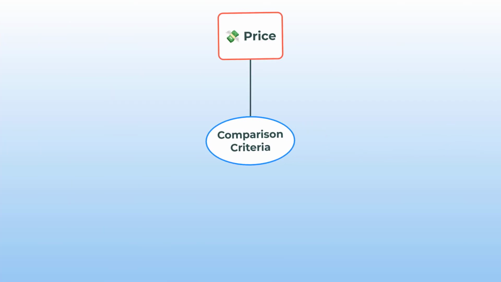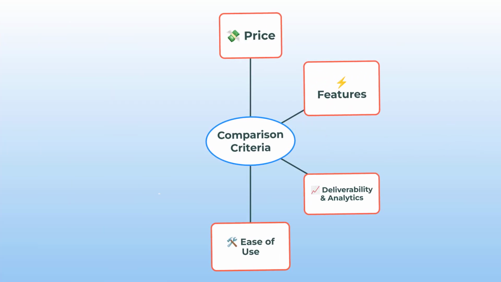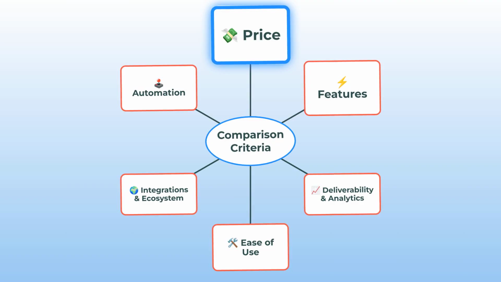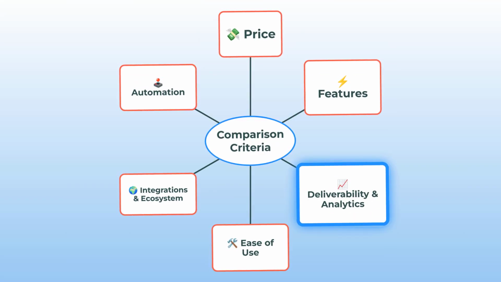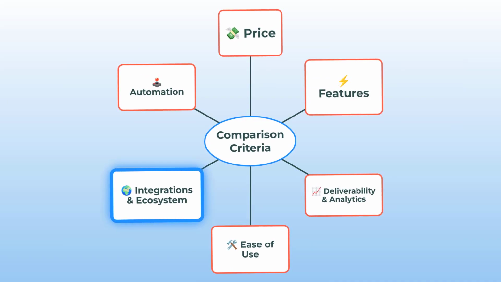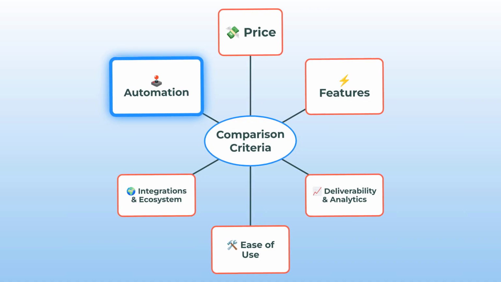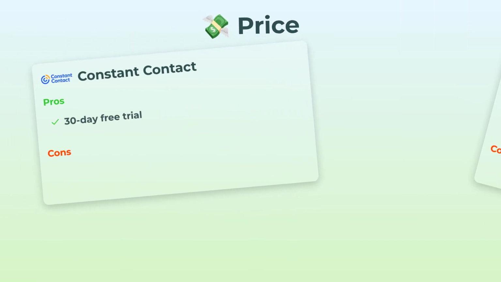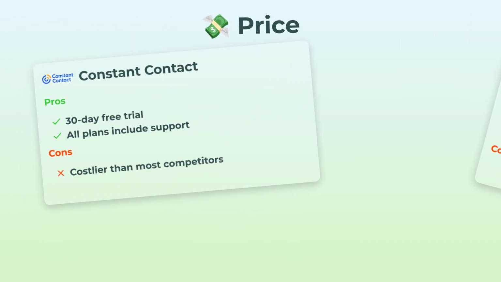Before we get into the nitty-gritty, let's lay it out. Here's our mind map of what matters. Price, features, deliverability and analytics, ease of use, integrations and ecosystem, and, oh yeah, automation. We're going to hit each one so you get the full picture. Let's kick things off with probably the biggest question: price.